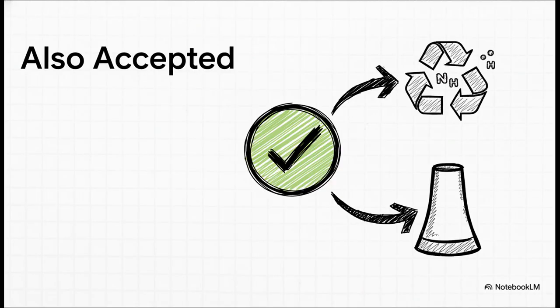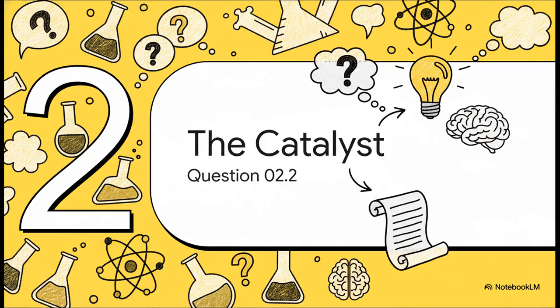But the good news is they're a little bit flexible. The examiners also accepted to recycle unreacted gases, or to return nitrogen and hydrogen to the reactor. As long as you clearly get across that core idea of returning the leftover gases to be used again, you get the mark. Okay, let's move on to 2.2.